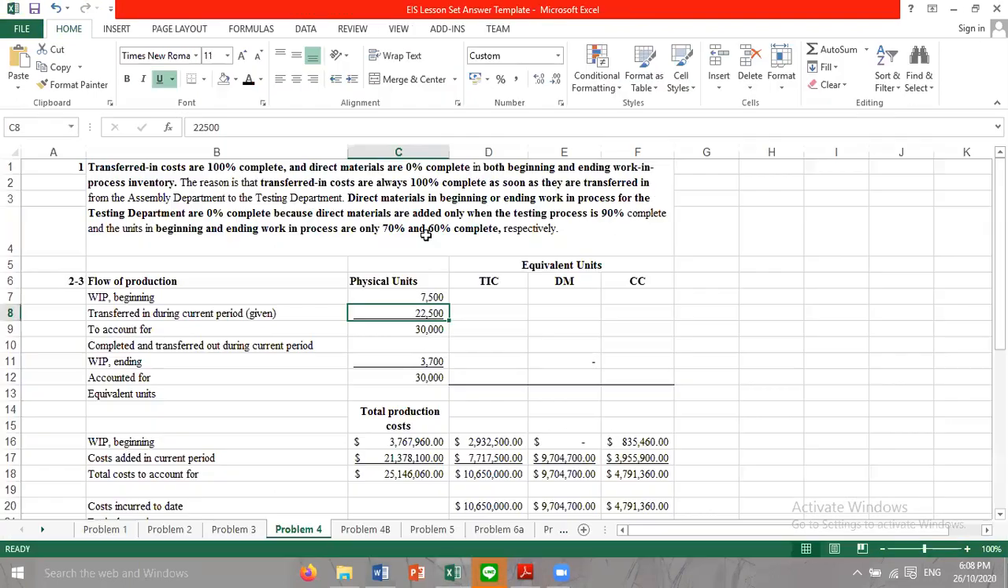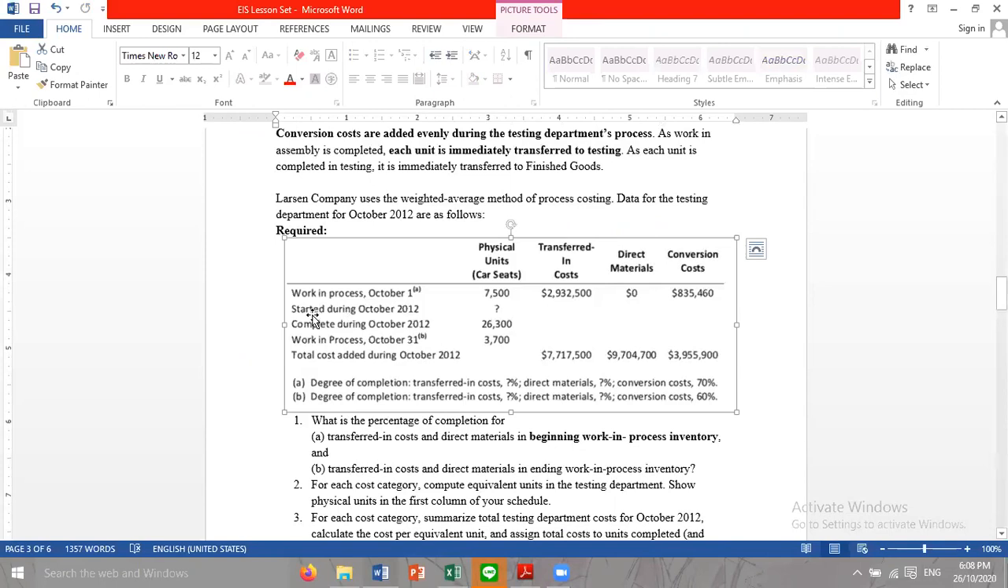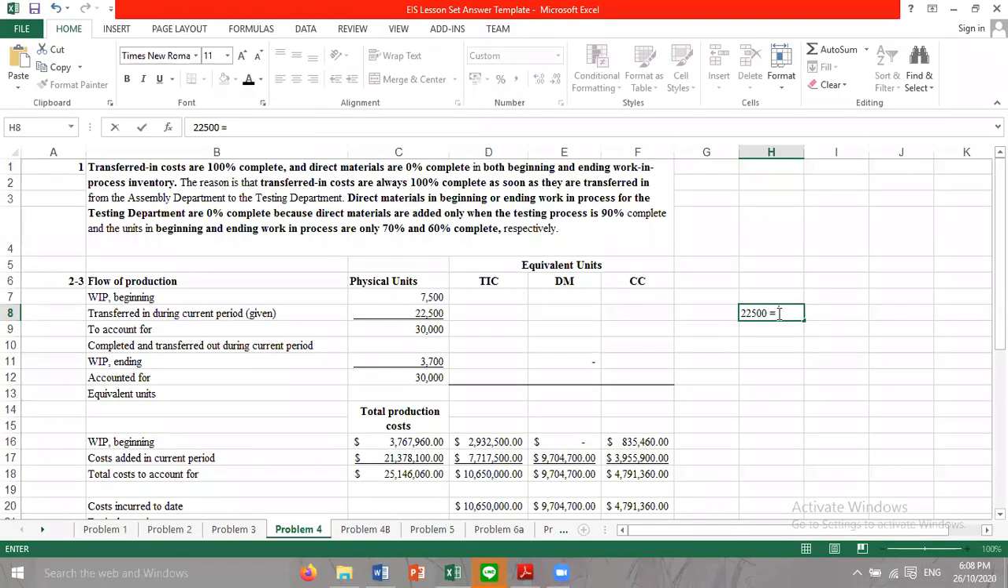22,500 we get from 500. The formula is practically complete during October 2012 plus work in process October 31 minus the work in process in October 1. So practically, since we know the total amount of physical units available, we just need to minus it with the beginning work in process to find how much we started in October 2012, or transferred in during the current period.